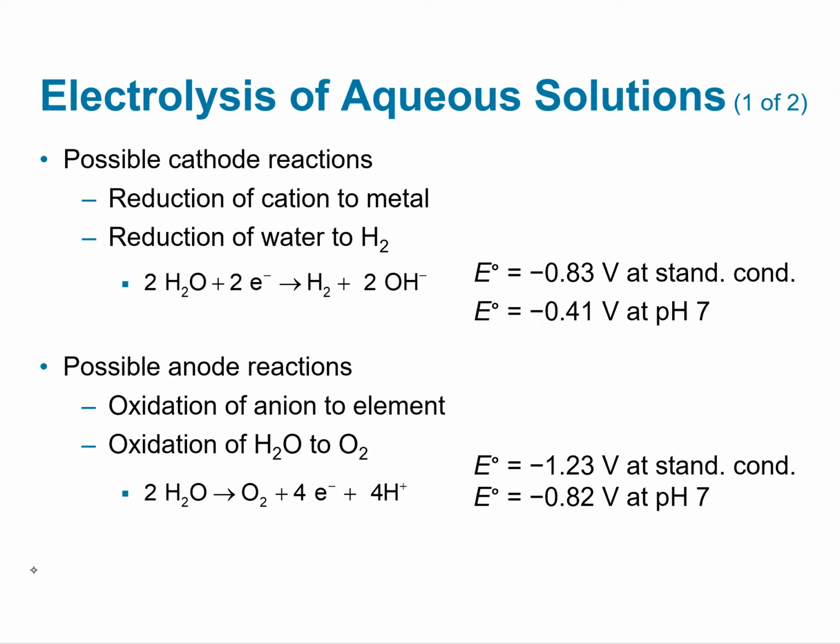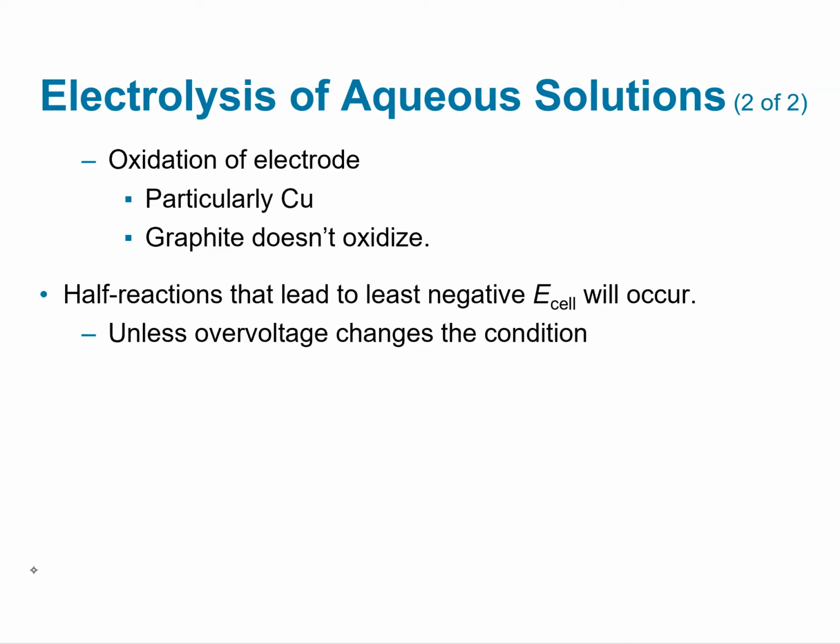So, oxidation of the electrode is going to be key, because graphite doesn't oxidize. Particularly, electrodes like copper will oxidize, but graphite's not going to oxidize. So we're going to have to go straight towards the half reaction that leads to our least negative cell potential, unless we get an overvoltage.